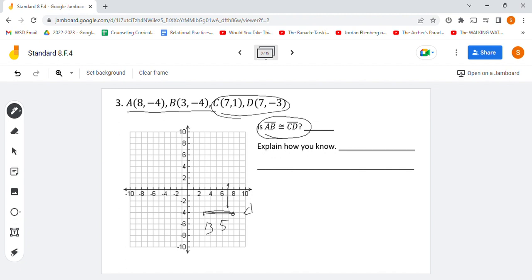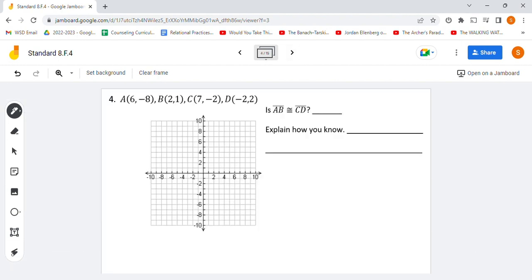So that line segment right there has a length of 4 units. In order to be congruent, they need to be the same length, so they are not congruent. And we know because they are not the same length. That is our answer for this part. Not the same length.